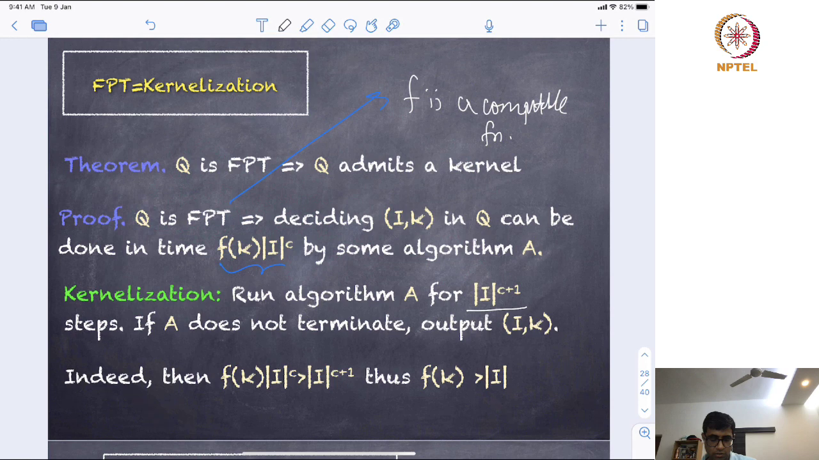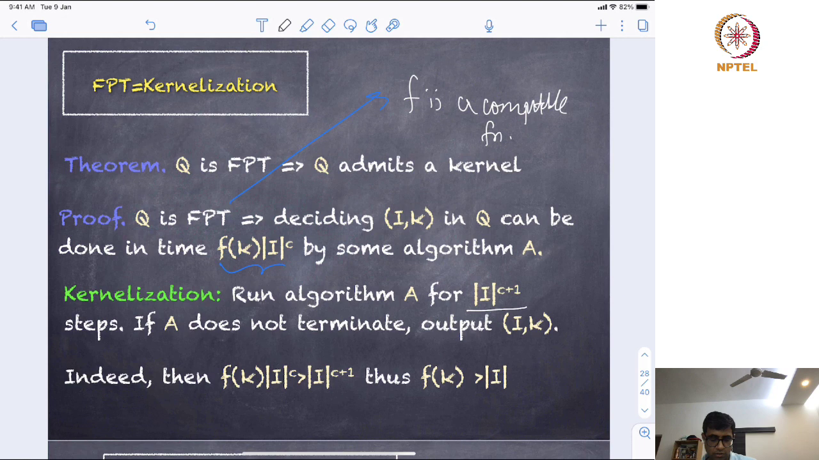Suppose the instance size |I| is equal to n. I run this algorithm for n to the power c plus 1 steps. If it terminates, then we are happy because we have found the solution, and I return that as a solution. Or if it does not terminate, it runs beyond this, then I return the instance itself. And it is for this termination point that we needed to know whether f is computable or not.